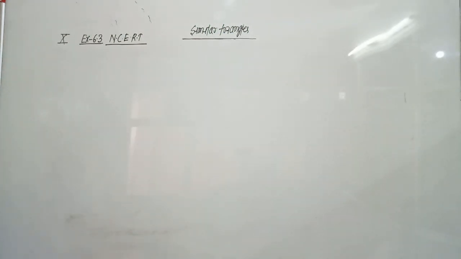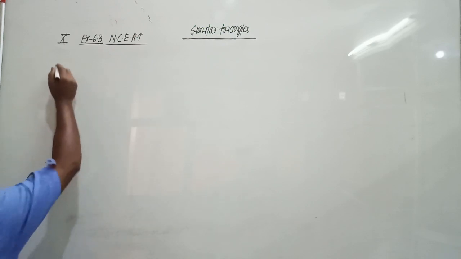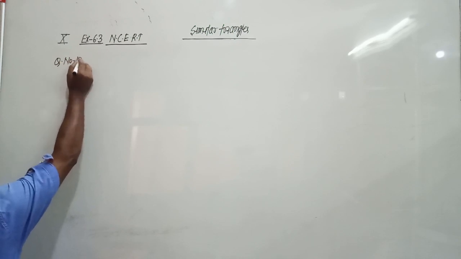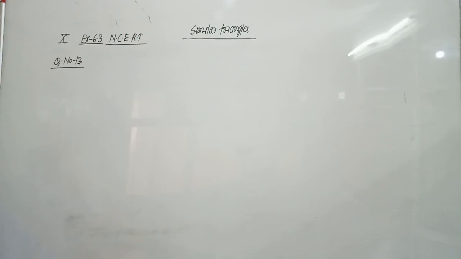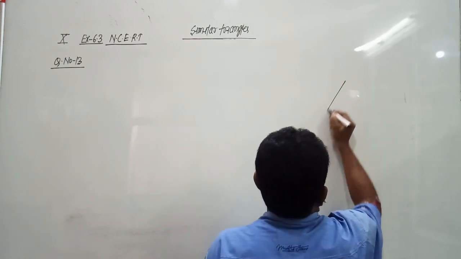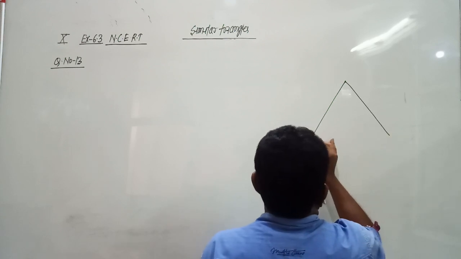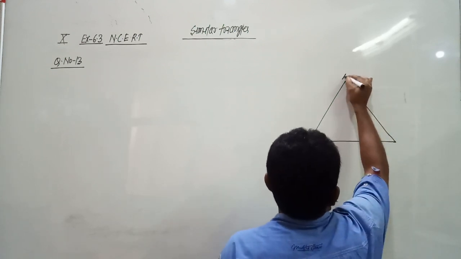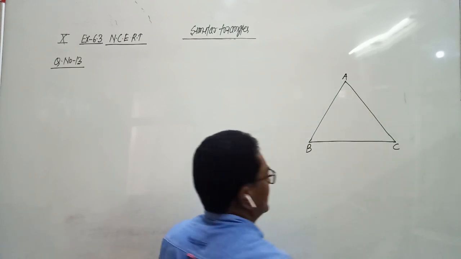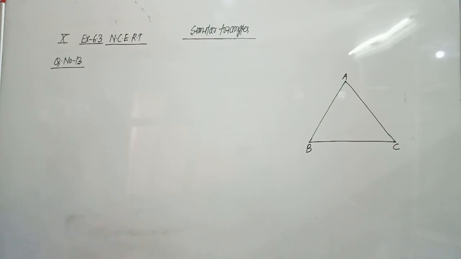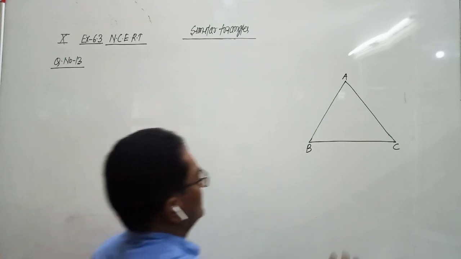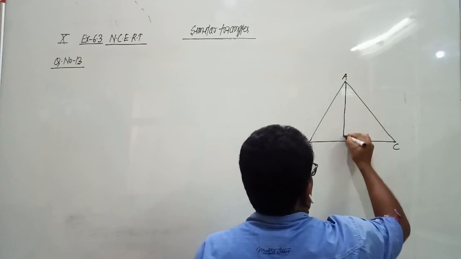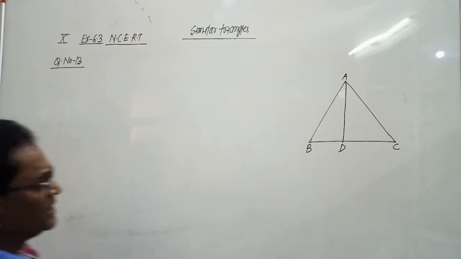Question number 13. D is a point on the side BC of a triangle ABC, such that angle ADC equals angle BAC.